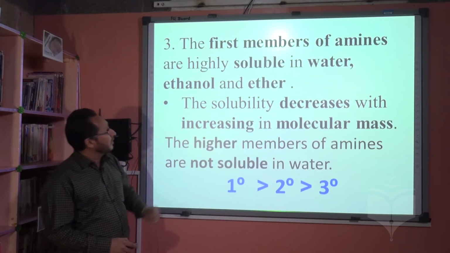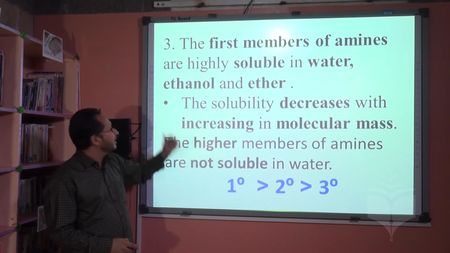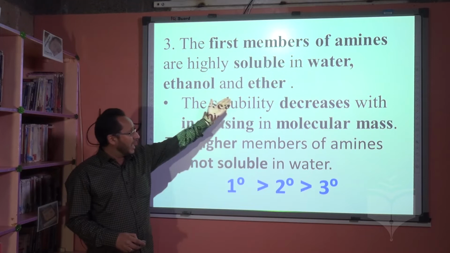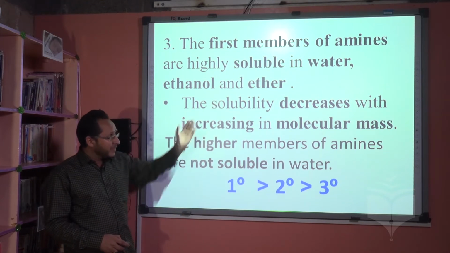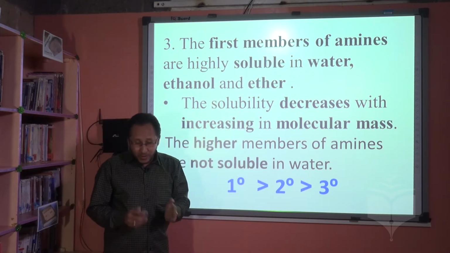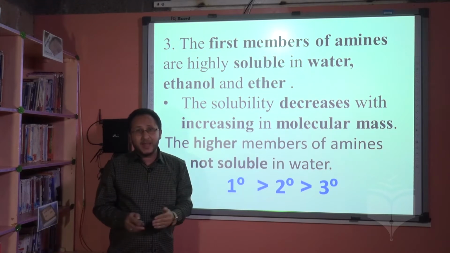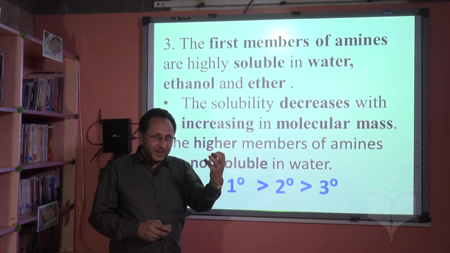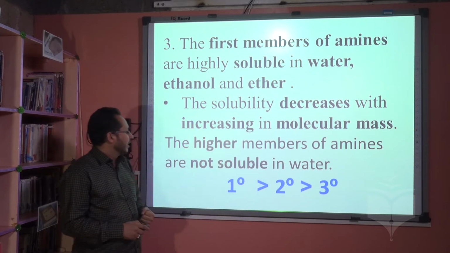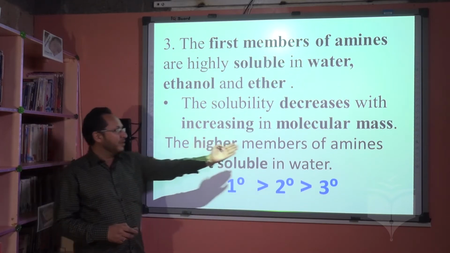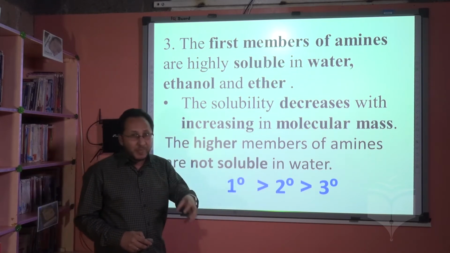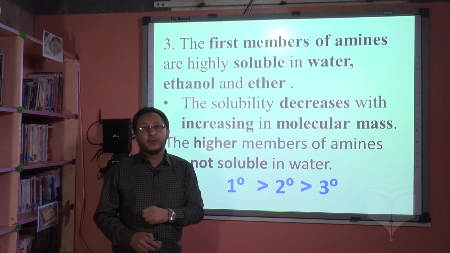Now the third point: the first members of amines are highly soluble in water and alkyl and ether. But the solubility decreases with the increasing of the molecular mass. So the higher members are less soluble in water. That means the higher members of amines are not soluble in water, so they don't dissolve in water.